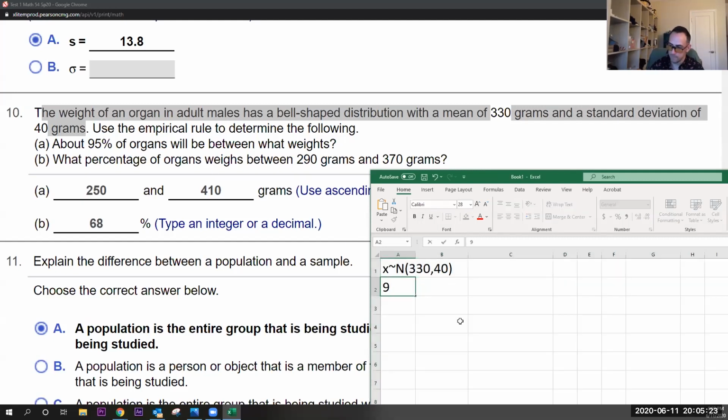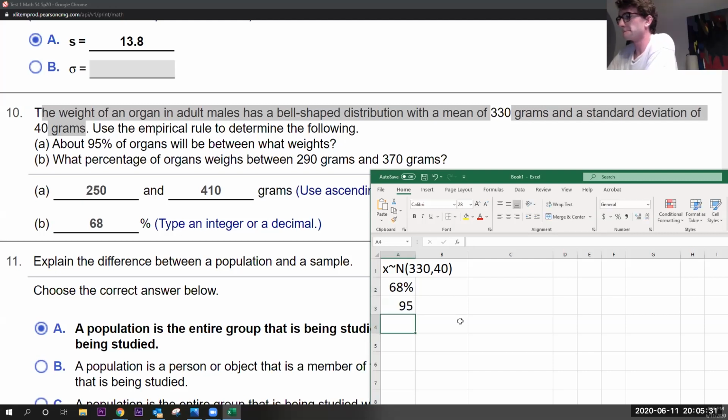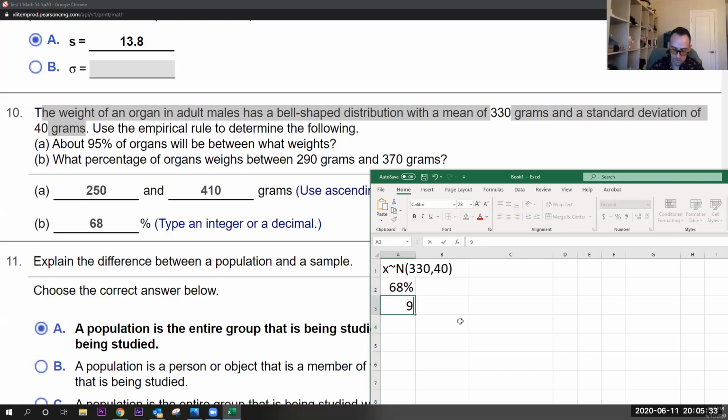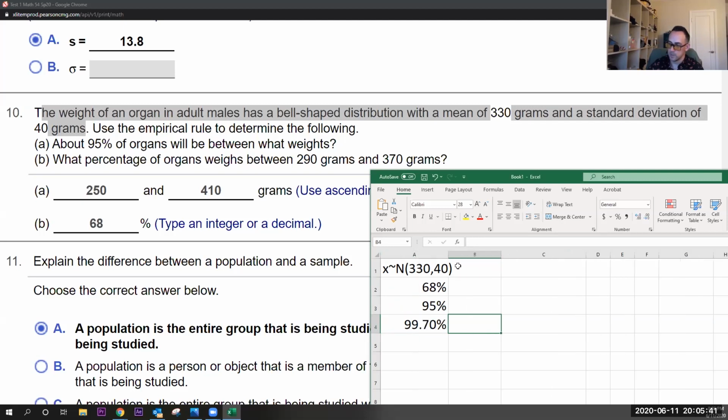For 95%, remember there was 68%, and then there was 95, and what was the other one? 99.7. As far as the empirical rule went, there were 3 different cases, right? Case 1 was 68%, and that would be plus or minus 1 S.